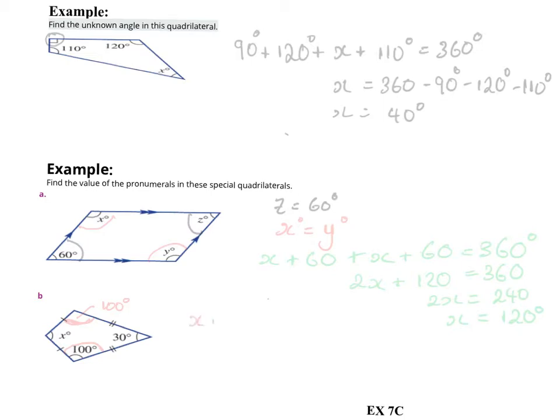We've got x plus 100 degrees plus 30 degrees plus 100 degrees is equal to 360. And so we have x plus 230 degrees is equal to 360. Bring the 230 across, so 360 take away 230, and what you get left with is 130 degrees. Let's make sure that we do show some working out when we are doing these questions.